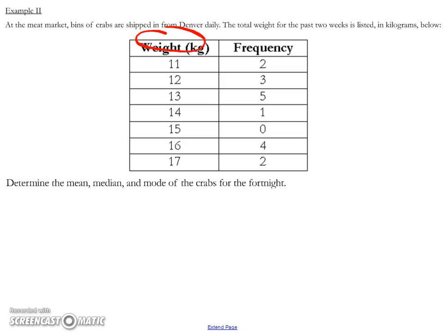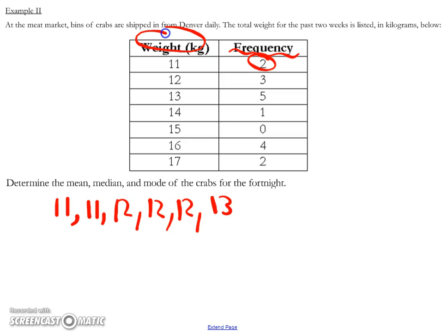But then we are told frequency. Frequency means how many times it occurs. So if I were to list this out, you don't need to necessarily do this. I'm going to do it down below. We have 11 occurring twice because it shows up with a 2 for a frequency. And then 12 shows up 3 times. And then 13 shows up 5 times, and it continues such as that.